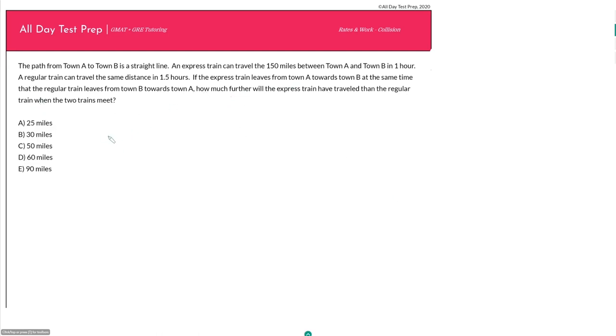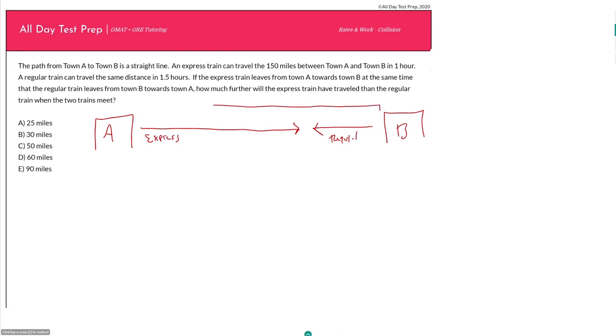And so here we have a very similar situation to before. I try to make my diagrams as accurate as possible. So if one of our trains is the express train and he is traveling faster, he should be going a further distance, so I want to make his arrow longer. This is the express train. This is the regular train. And so what do we know? We know we have 150 miles between our two towns.